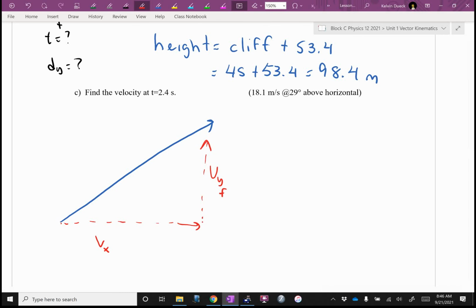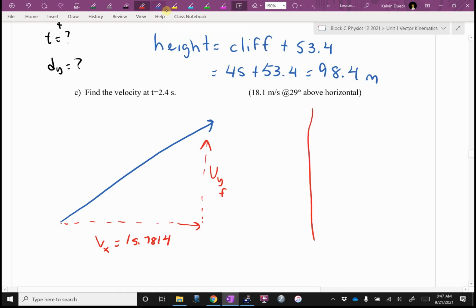Hey, I know one of these, because it never changes. What was it? I don't think it was 0. When I say what was it, that's my way of saying turn the page and go look. 15.7814. Cool. I don't know Vy. Or do I?